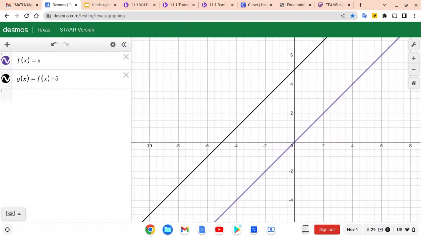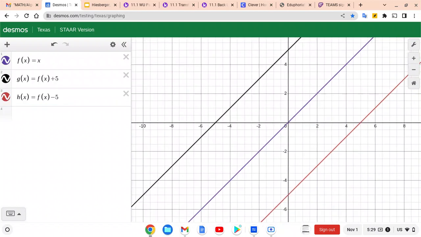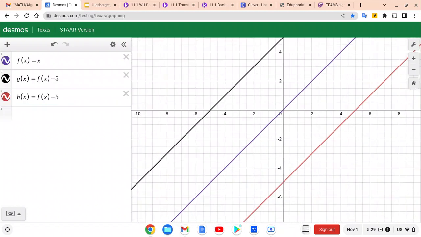Let's do another one. Let's do lowercase h of x equals, again, the parent function f of x, now minus 5. Notice how it has been shifted or translated down. We slid it down 5 because it says minus 5. Hopefully that illustrates what a translation, which is our first transformation, looks like.